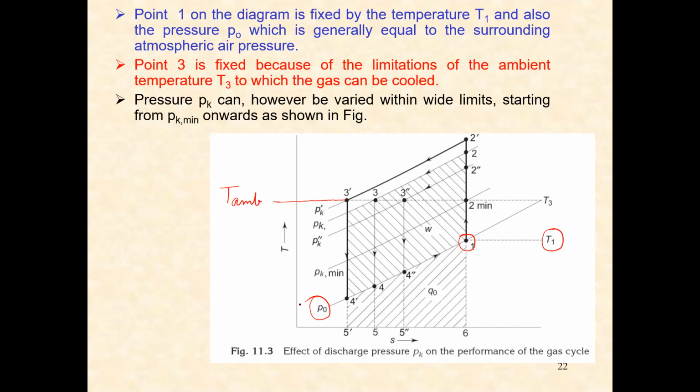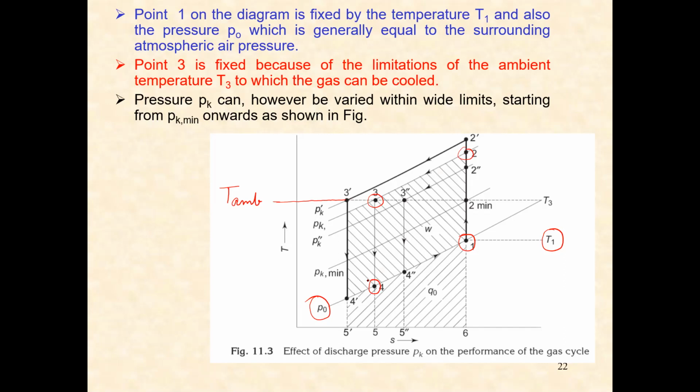Then if suppose we are going for the cycle from 1 to, let us say, 2, then we cannot go below this temperature T3 because it is the ambient temperature. And finally this is point number 4. So the cycle is operating between 1, 2, 3, 4.